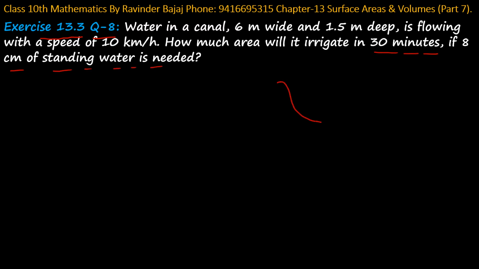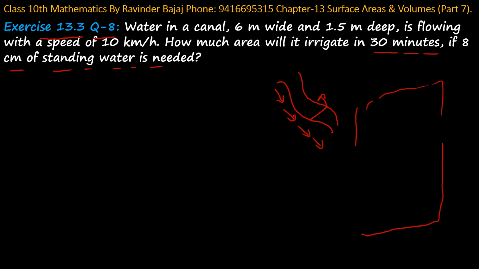So there is a canal. This is the canal I'm making, whose depth is given and width is given. Width is this and depth is given. Length we are given in the form of the speed of the water flowing in this. And this is the area, which you can say is a rectangular field. 8 centimeter standing water is required in this area. So the height of this is 8 centimeter, length and breadth both we are not given, which means we have to calculate the area. Length into breadth we have to calculate.